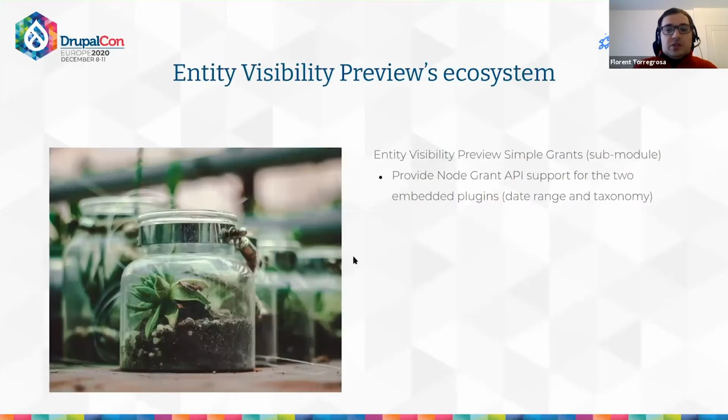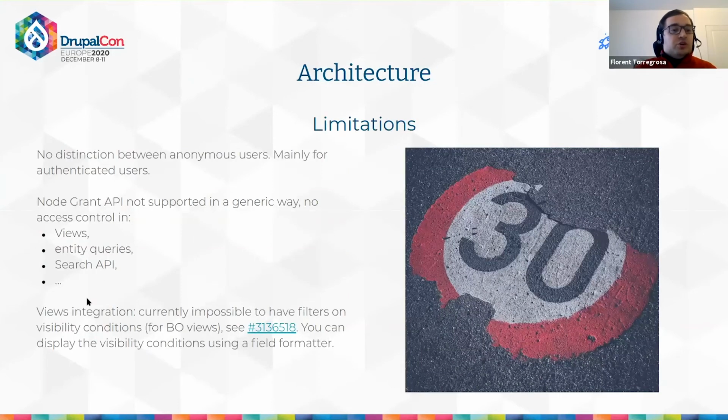Next we will see the demo, but we have made a small beginning of an ecosystem around the Entity Visibility Preview module. There is Entity Visibility Preview Simple Grant, a submodule to fill the gap between the Node Grant API and Entity Visibility Preview, at least for the two embedded plugins that range in taxonomy. So if you only use one or both of these plugins, you can enable the submodule and that's it. You don't have this limitation on the Node Grant API.